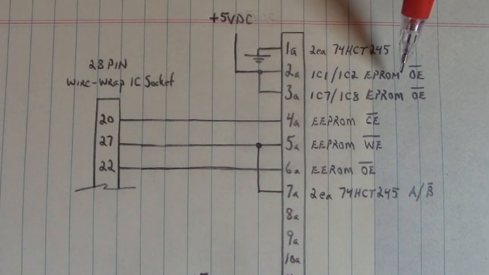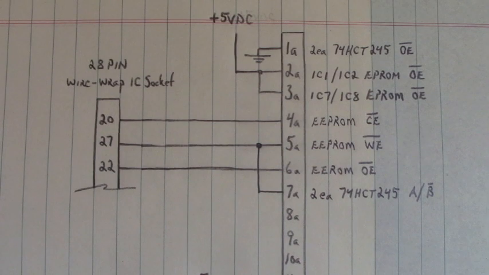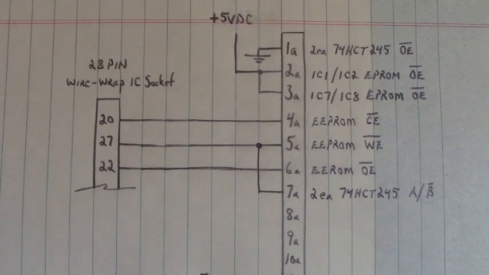Here are the EEPROMs. We don't want to activate those EEPROMs. We don't want the output enables to go active because that would interfere with the data input and output of the E-square prom. So we tie the output enables of those 4 EEPROMs up to 5 volts, and they will always be in tri-state.